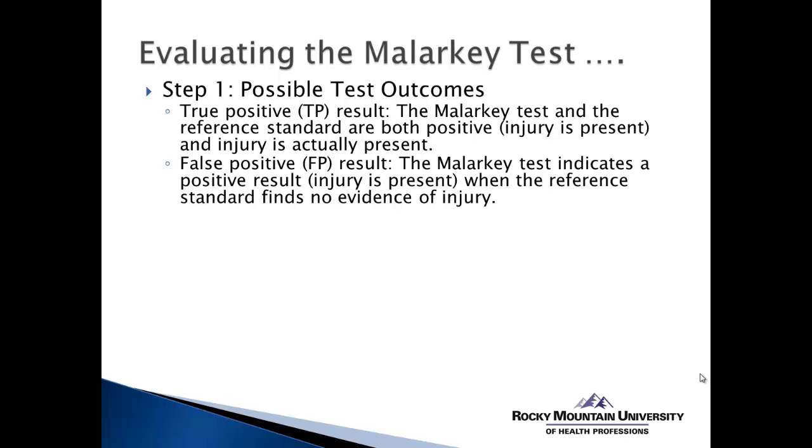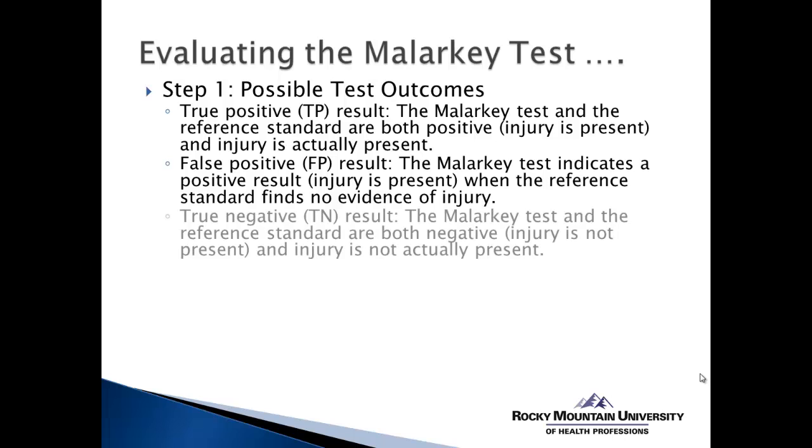Now the next possible outcome is known as a false positive. And this is where the Malarkey test indicates that there is an injury present, but when we do the gold standard or do the surgery, it shows no evidence of that injury. So in this case, they do not agree, the gold standard and the Malarkey test. Now the next possible result is what's known as a true negative test, and this is where the Malarkey test indicates there is not an injury, and then when the gold standard is performed, the gold standard also indicates no injury. So in this case, the Malarkey test and the reference standard agree that there is not an injury.